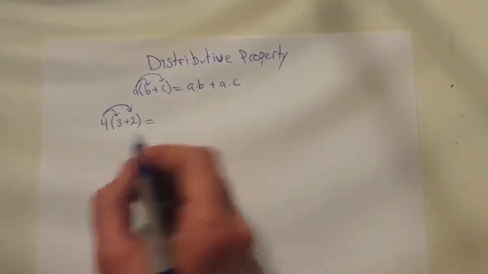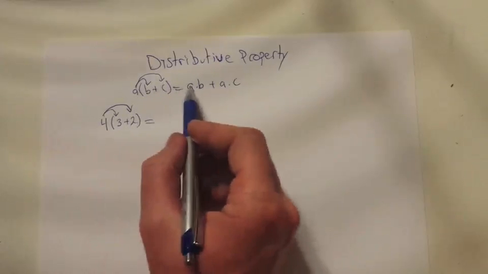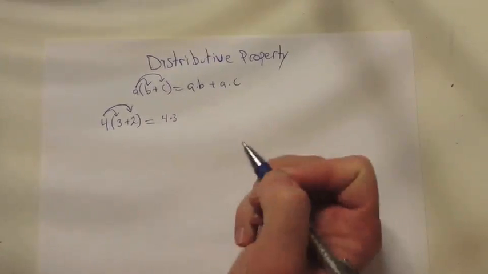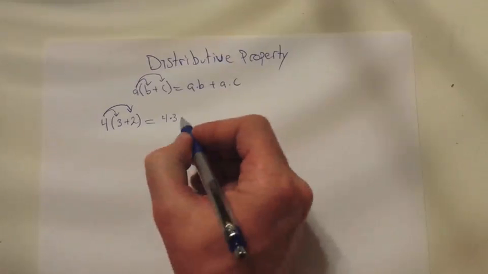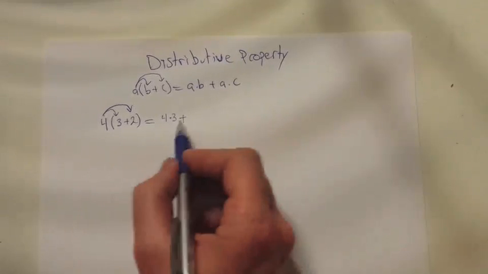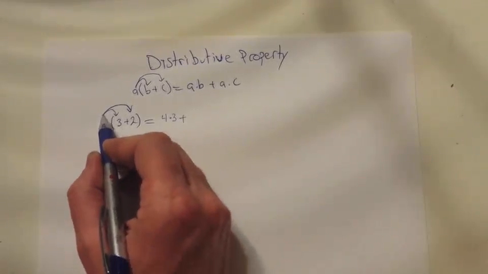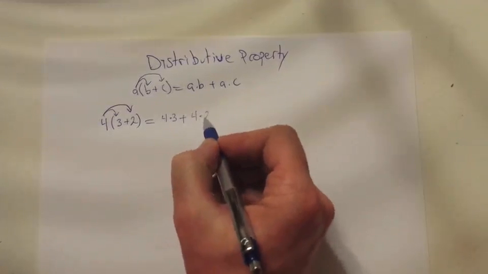When I distribute the 4 to the 3, I get 4 times 3. A times B. 4 times 3. The dot means multiplication. Okay. And then I got to do the plus. Don't forget the plus. The plus comes from here. And then I distribute the 4 to the 2. So I have 4 times 2.